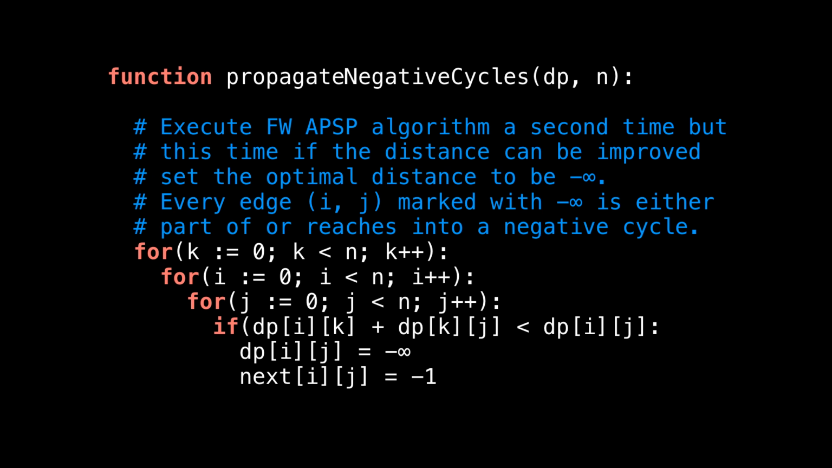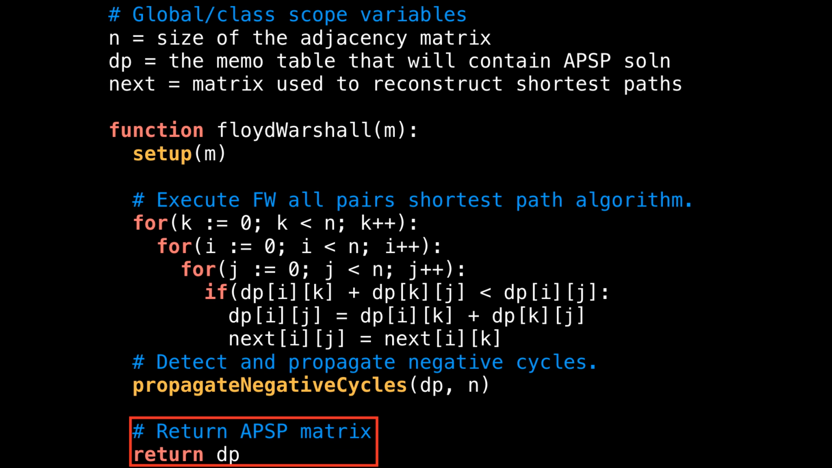cycle, rerun the Floyd Warshall algorithm a second time. If the best distance is better than the already known best distance stored in our table dp, then set the value in the matrix from i to j to be negative infinity. Also mark the index at ij in the next matrix with a -1 to indicate that the path is affected by a negative cycle. We will use this shortly. Back in the Floyd Warshall function, all we need to do is return the matrix dp, which contains the shortest distance from any node to any other node. This is the solution to the all pairs shortest path problem.